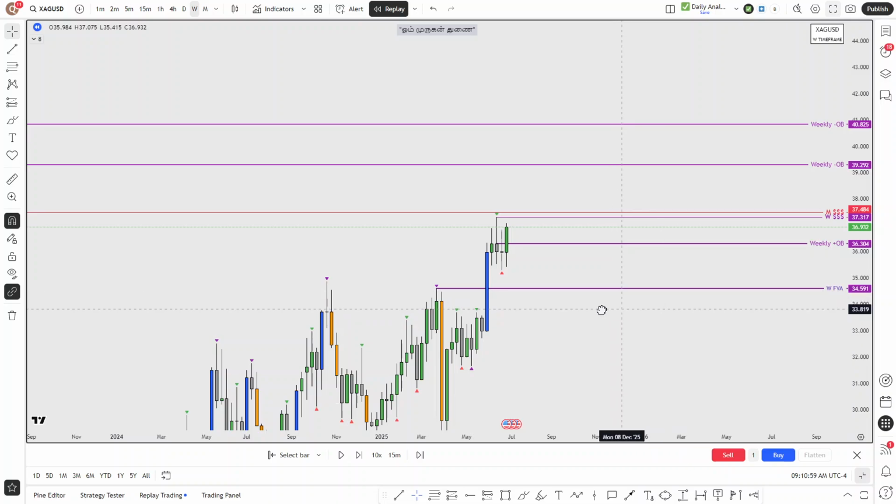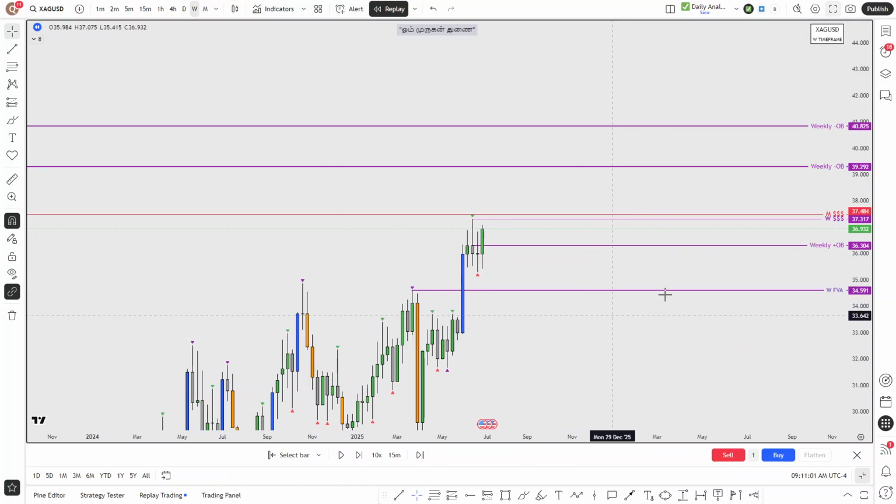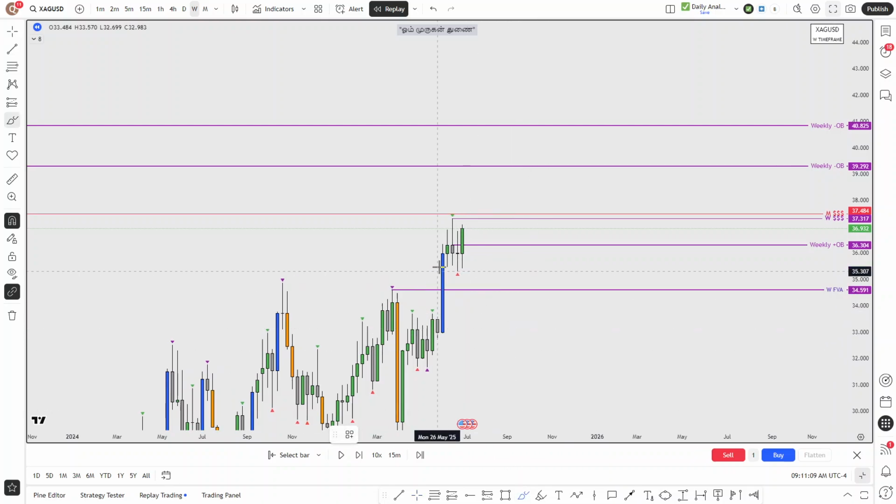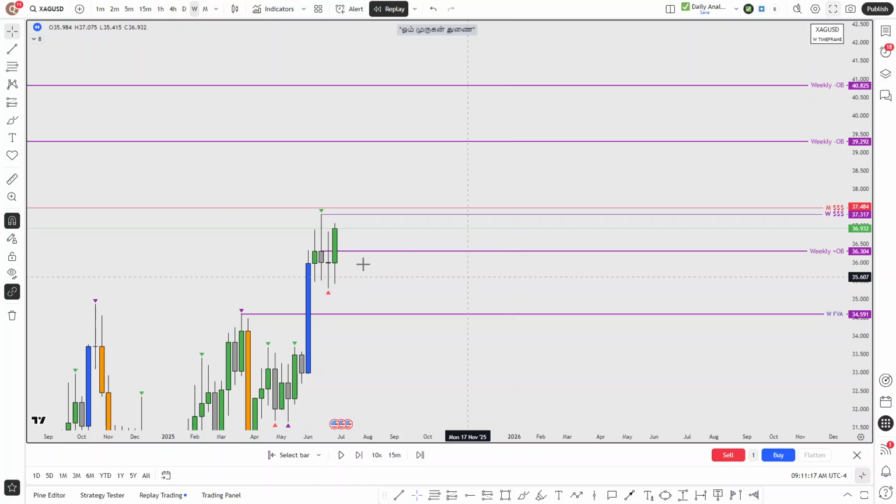Okay, so here we are currently in the weekly time frame. We can say that silver is bullish. How can I say that? It has taken support from this weekly FVG and closed higher in a solid manner. So this confirms this as a weekly OB. This downward candle has been marked as the weekly OB.